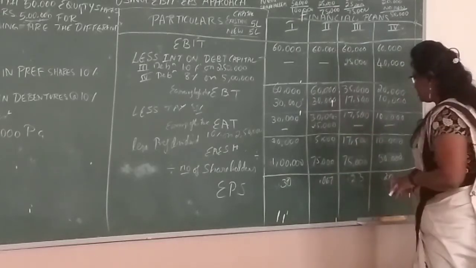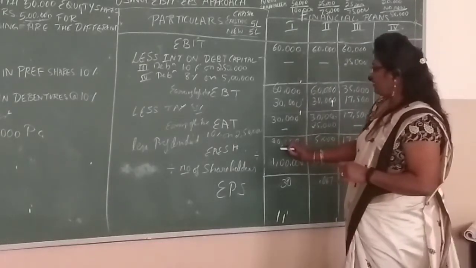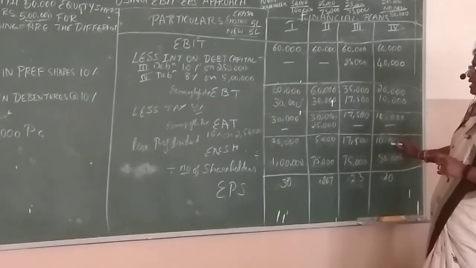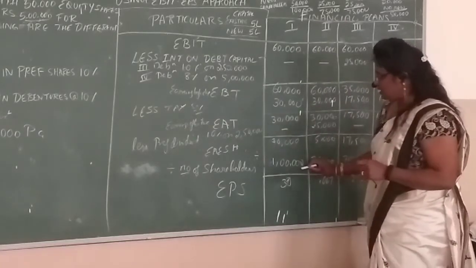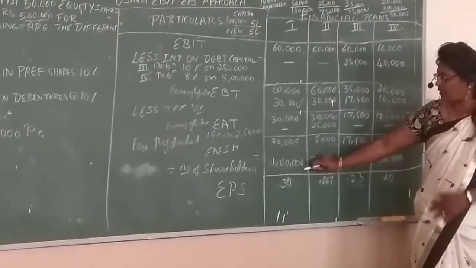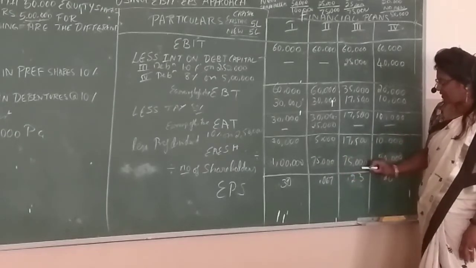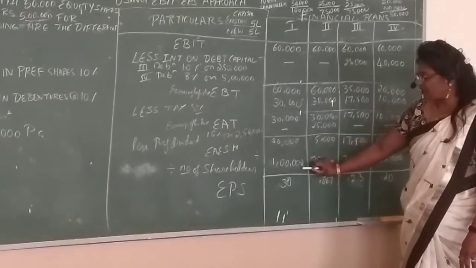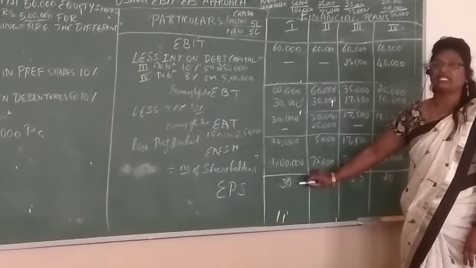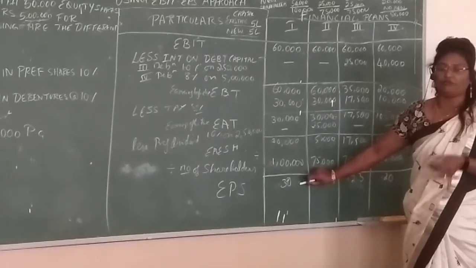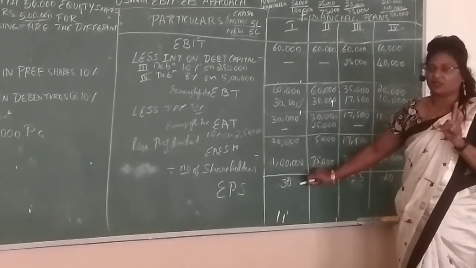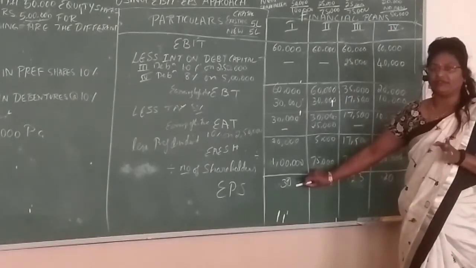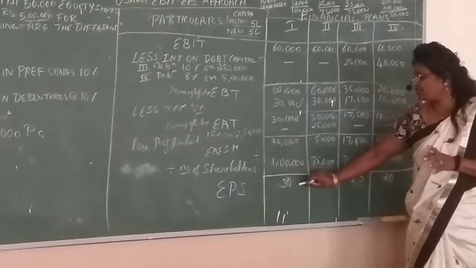Here it means the earnings available for equity shareholders are 30,000, 5,000, 17,500 and 10,000 rupees. Now it has been divided by the number of shareholders. In plan 1 the number of shareholders was 1 lakh, in plan 2 75,000, in plan 3 75,000, and in plan 4 50,000. Now I divided 30,000 by 1 lakh and got 0.30. It means 30 paisa is the earning for a shareholder. One shareholder will get 30 paisa per share. The earnings available for equity shareholders, earnings per share, is 30 paisa.